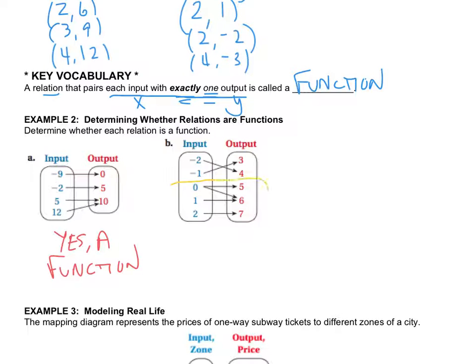0 as an input cannot be two answers. So 0 cannot go in and come out as a 5, and also go in and come out as a 6. So in this case, this is not a function. It is still a relation. It is still ordered pairs. I can still graph this if I wanted to, but it would not be classified as a function. So every input has to have one output.